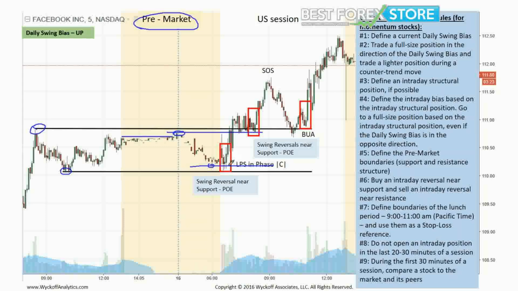If my daily swing bias at this point is up, and I'm looking for all of the signals to the upside, then my favorite signals are all going to be around support area. And all three signals that I'm showing here are all near the support. Here is your support number one and the reversal. Here's your support number 2 and the reversal.